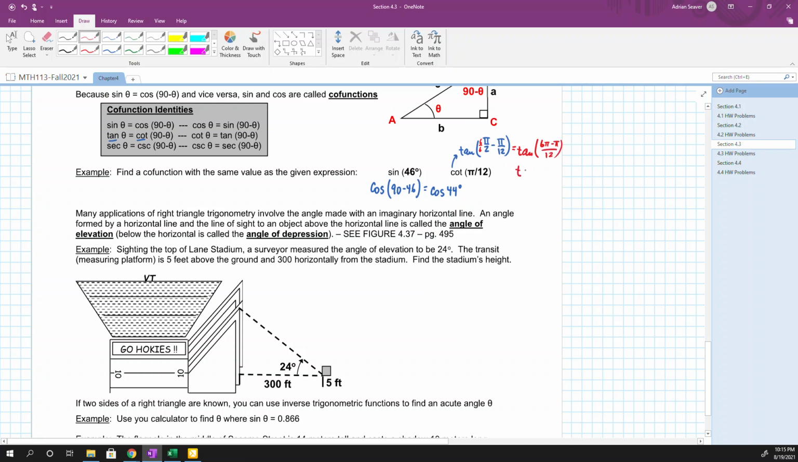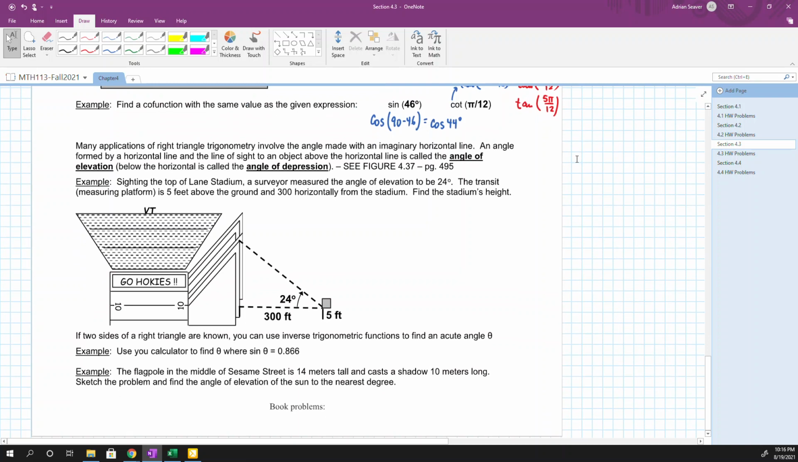So you get tangent of 5 pi over 12. Okay, so that's just another way of representing those. One last thing that I want to point out on here, a couple examples here, but we'll probably just do a couple of these and the rest I'll review in class, in an actual in-person class session.